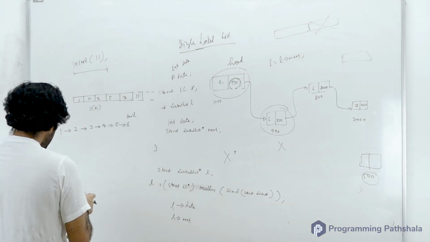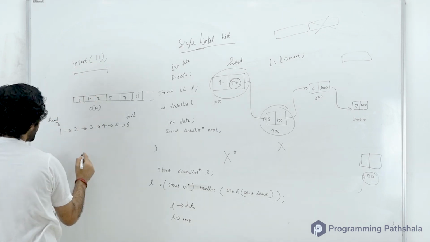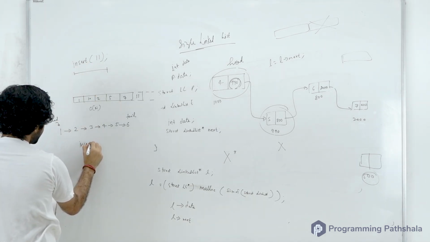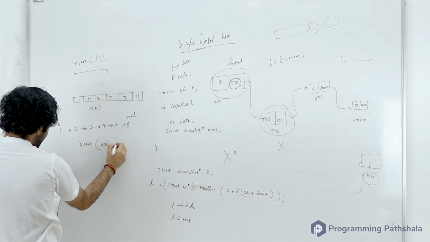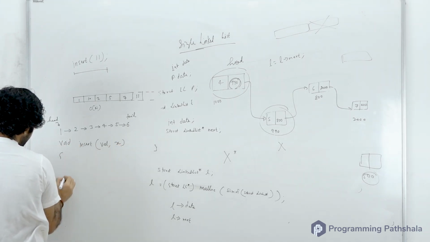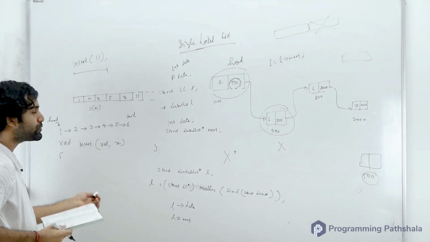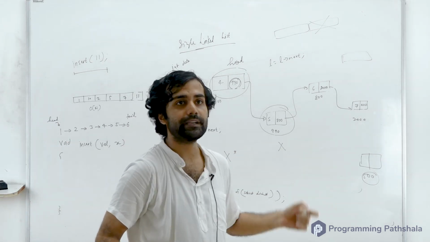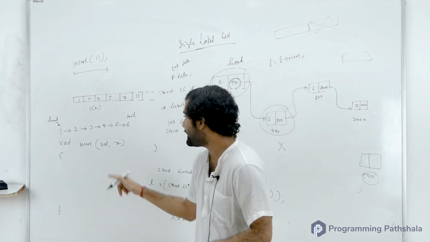So let's say the insert function that you have for your linked list is written in this way: insert a value at a position x, and just insert it. So it will be a void method. You're not supposed to return anything. You're just supposed to modify this linked list by inserting a new node containing a value val.